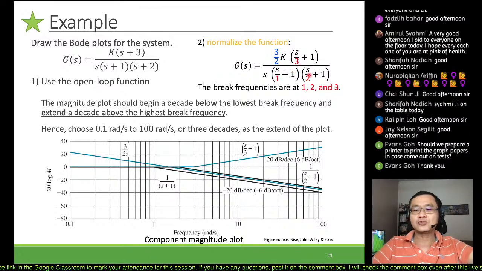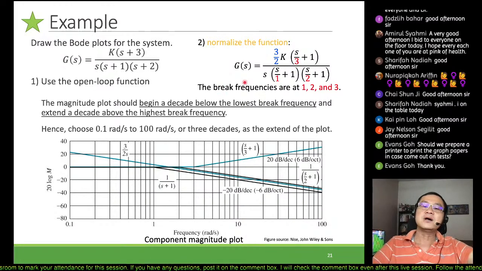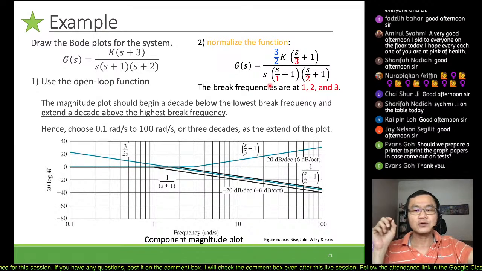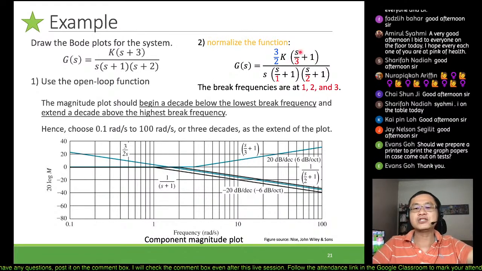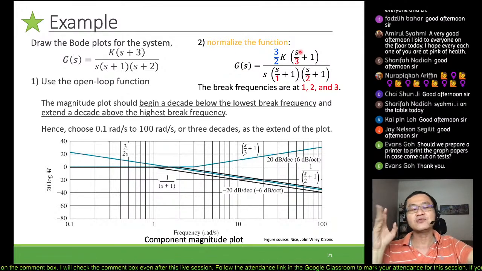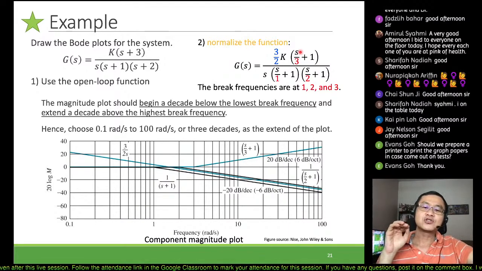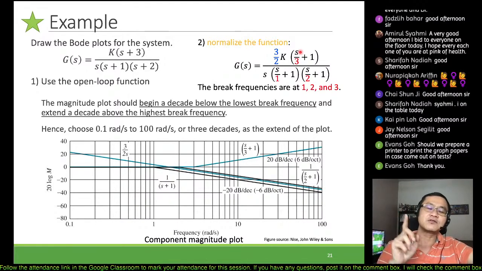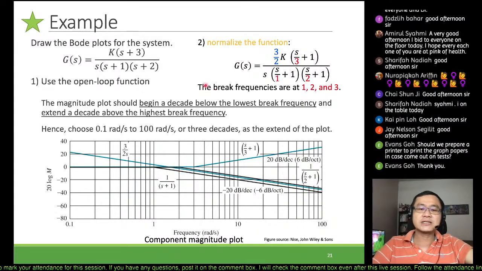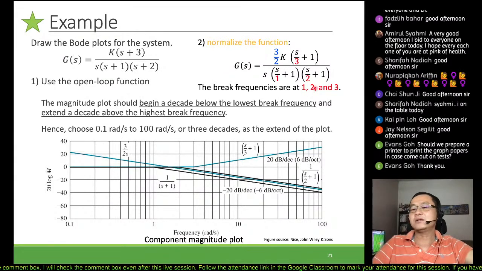And this 1, 2 and 3 now are our break frequencies. Remember, every single one of these will have its own break frequency. We just have to mark it out, and always remember which break frequency represents which. So always refer back to the transfer functions that we have now. So once we have this, since the break frequencies are 1, 2 and 3, regardless of whether we pick 1, 2 or 3, they are very similar.